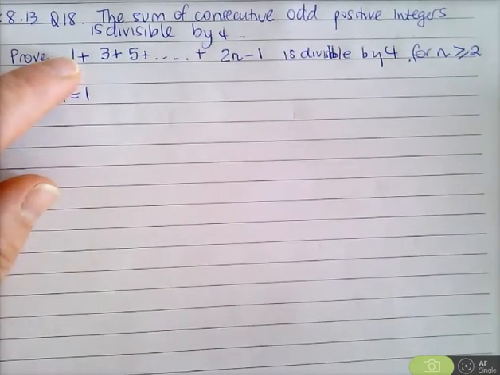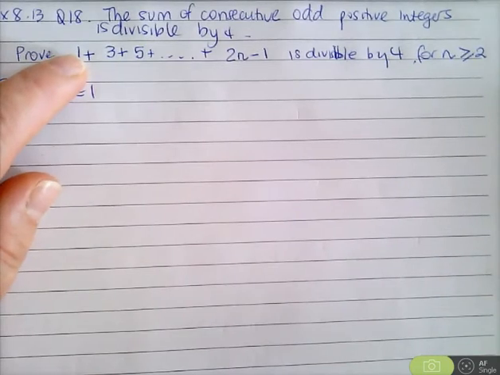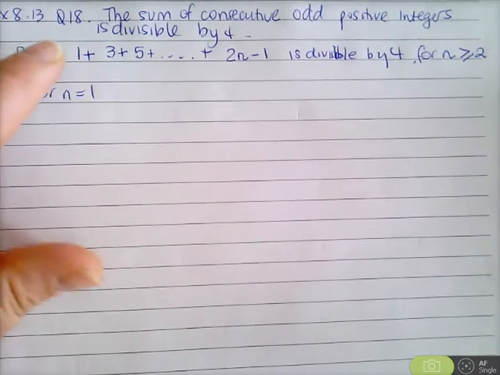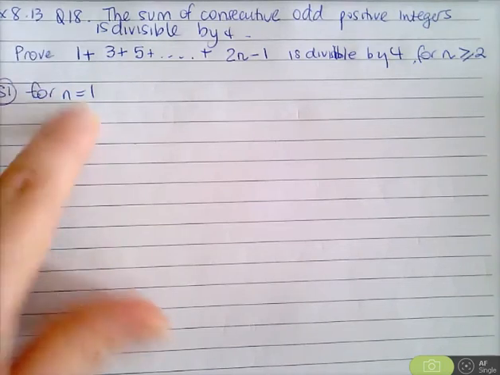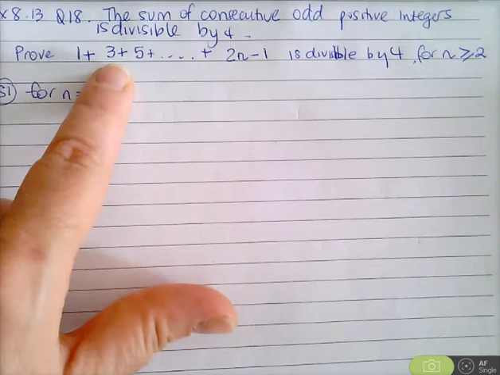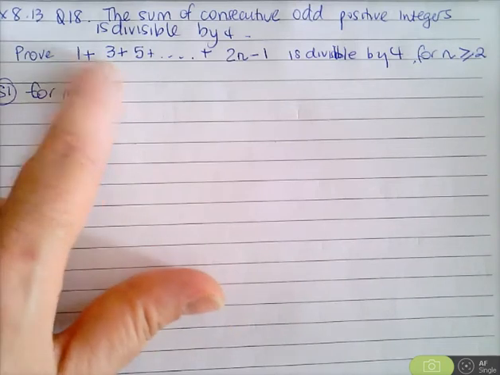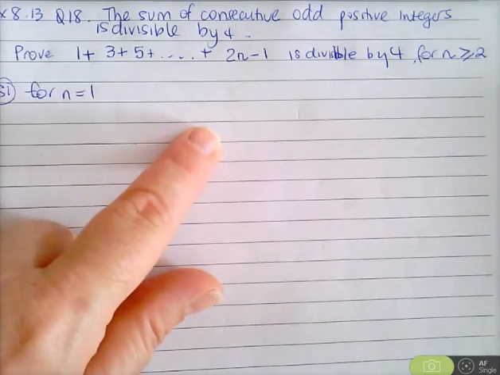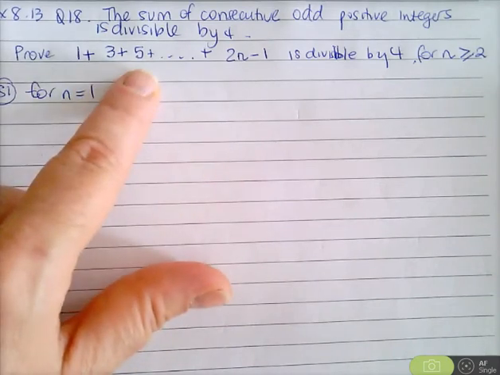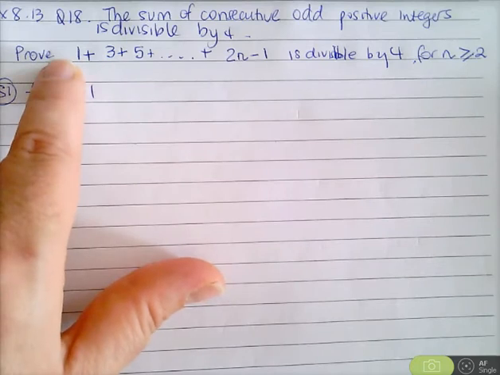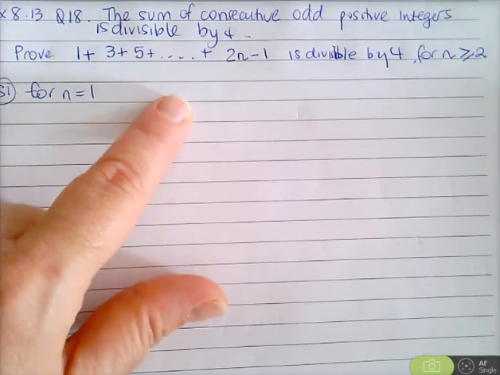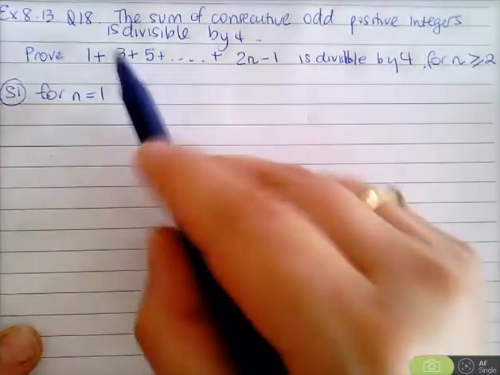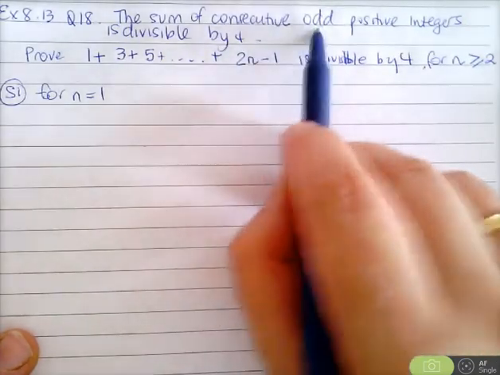How's 1 divisible by 4? No, you go 1 plus 3 plus 5. No, but for n is 1, you're just looking at the first. Yeah, but 1 is not divisible by 4, but 1 plus 3 is. Wait a sec. 1 plus 3 is 4, which is divisible by 4. 1 plus 3 plus 5 is 9. That's not. But what about 1 plus 3 plus 5 plus 7? Yeah, it's divisible. Right. Wrong thing down here, because they want the sum of consecutive odd positive integers.